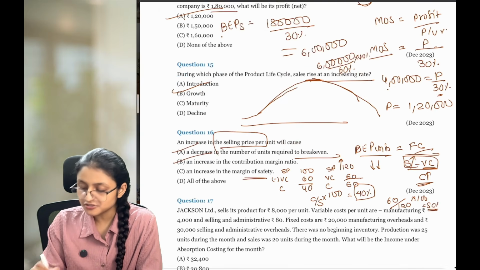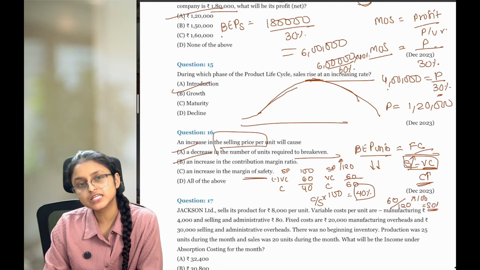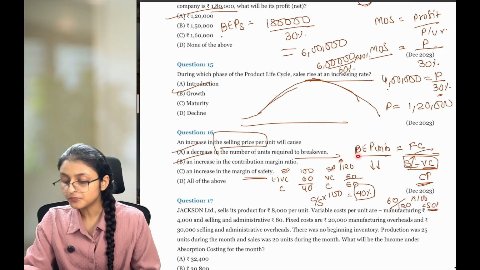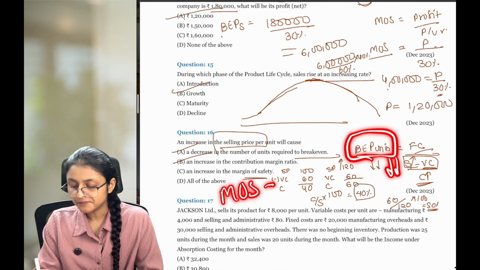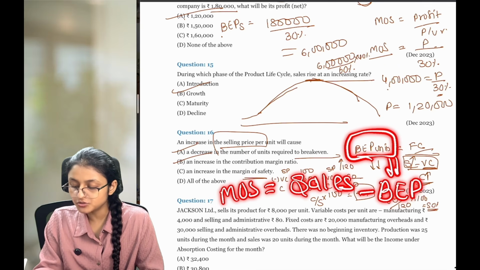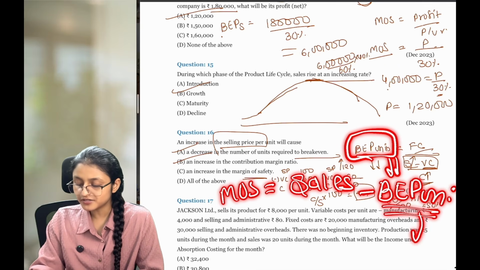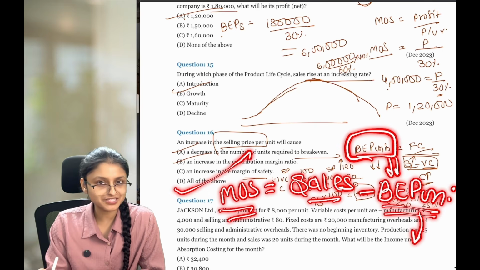An increase in margin of safety. So due to your selling price increase, will your margin of safety also increase? Yes, of course. Why? Because your break-even point units has been reduced. And what is margin of safety? Margin of safety is your actual units sold minus break-even point units. So if your break-even point units reduced and your actual units sold is exactly the same, that means your margin of safety is going to increase.